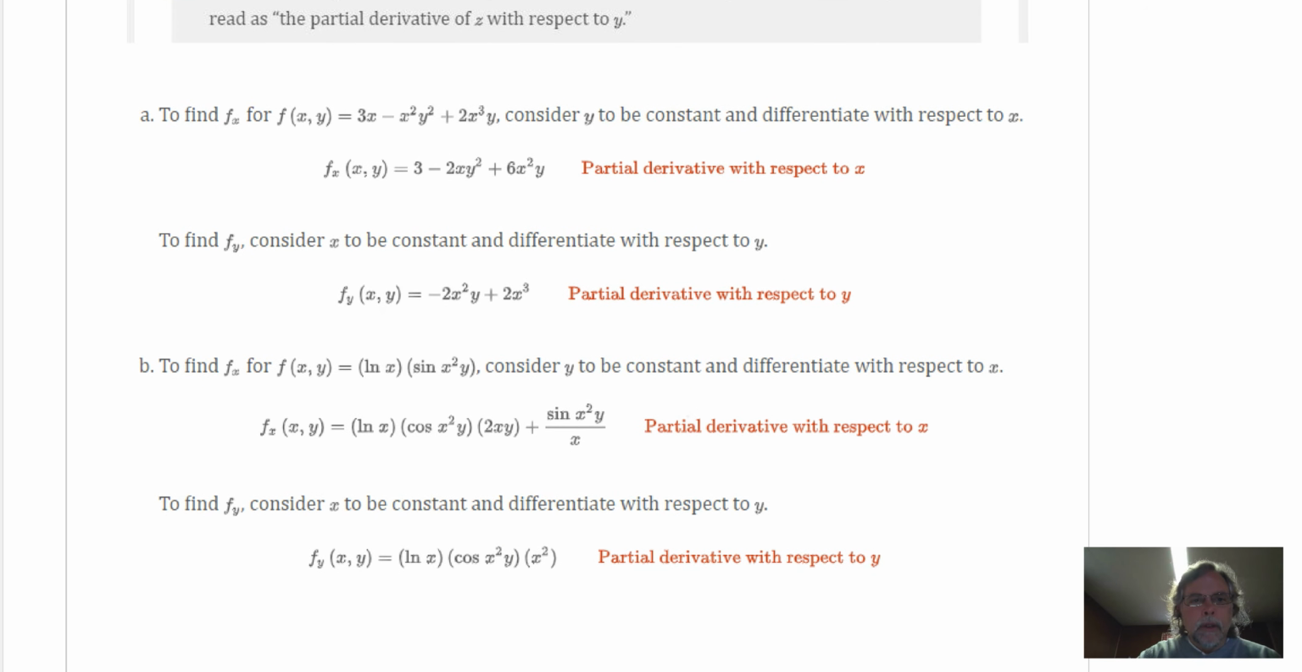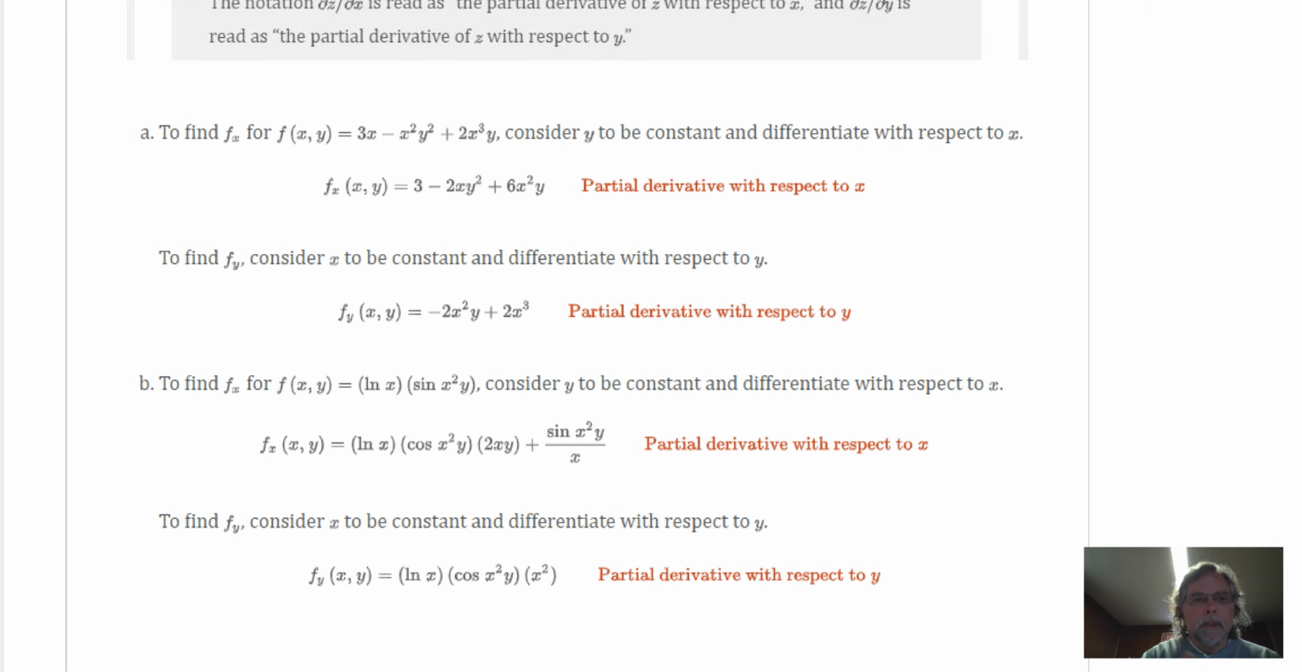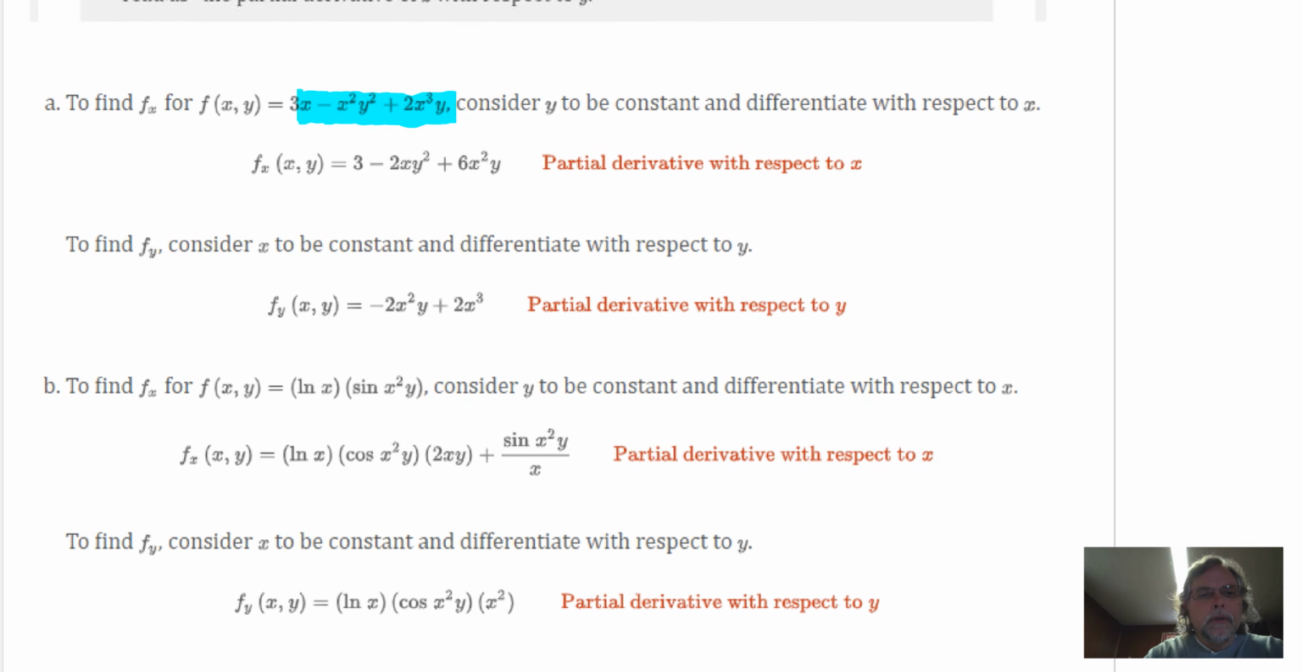Here's a couple of examples. So just kind of talk through these more examples of showing the notation and also doing the process. So to find, for this function 3x minus x squared y squared plus 2x to the third y, the partial derivative with respect to x. So the variable that's subscripted here tells you the variable. The other one is constant in the derivative. So we'd look at x as the variable here.